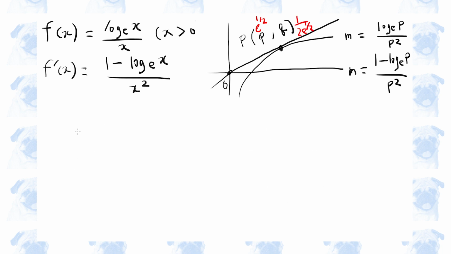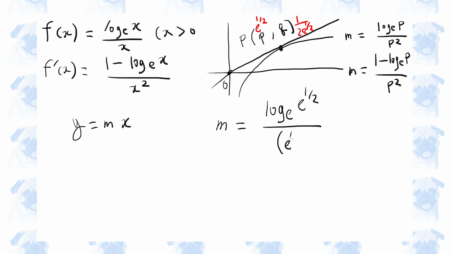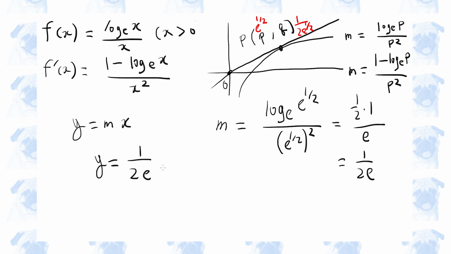Finally, let's find the equation of the tangent. Let's use the first equation. The slope m is log base e of e to the power of 1/2 over e to the power of 1/2 squared. So y equals 1 over 2e times x is the equation of the tangent L.